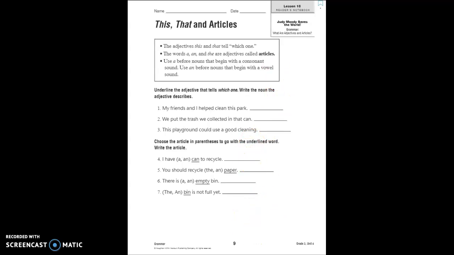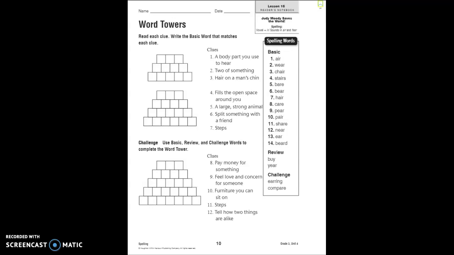Okay, we're going to go over and do page 10 in your reader's notebook. Remember, this is reader's notebook 2. Okay, today we're going to work with word towers. This is fun. So it says read each clue and write the basic word that matches each clue. So here's your basic words, 1 through 14. I'm going to read them to you.